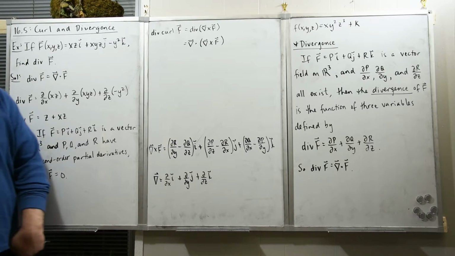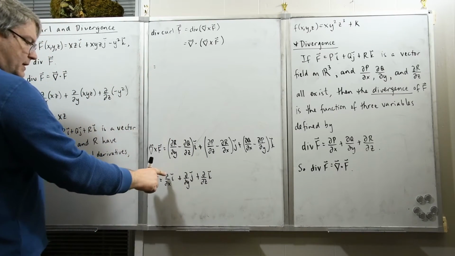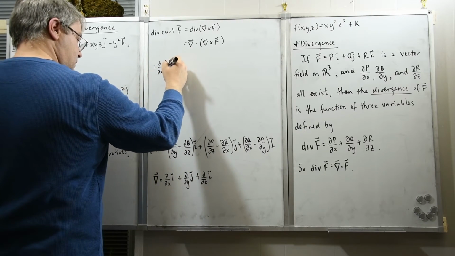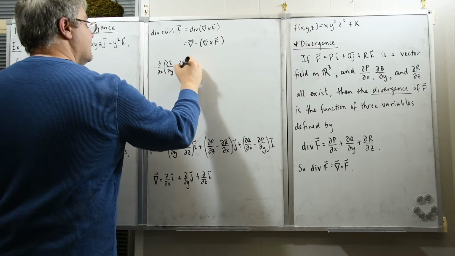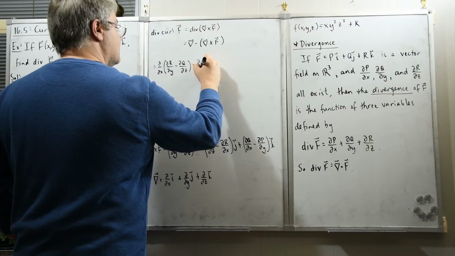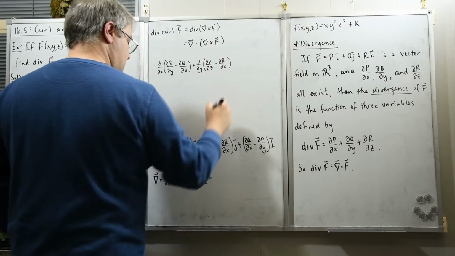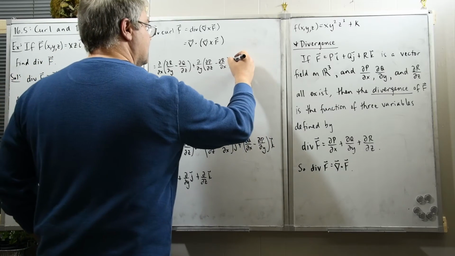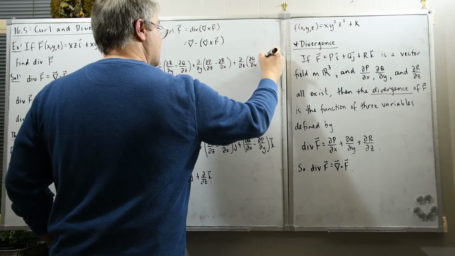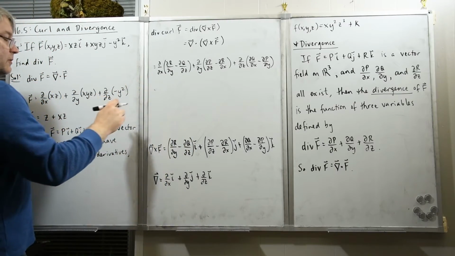And so if you think about taking the dot product of this and this, what this really turns into is we're going to be taking the partial with respect to x of this thing, plus the partial with respect to y of this thing, plus the partial with respect to z of this thing. And this gives us a bunch of second order partials.